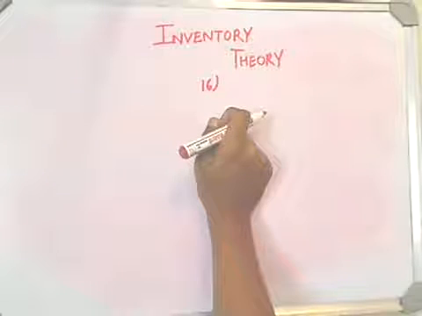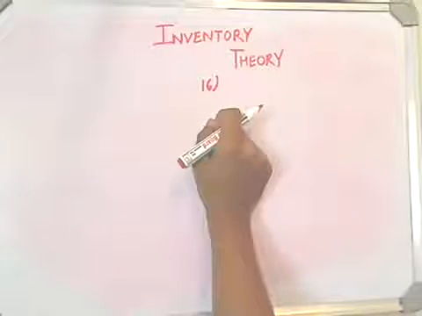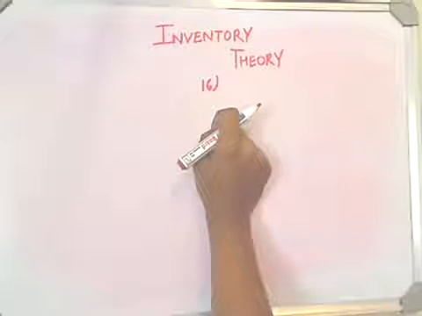A manufacturer requires certain raw material at the uniform rate of 16 tons per year. Ordering cost is rupees 200 per order. Carrying cost is rupees 40 per ton per year. If shortages are not allowed, what is the most economical inventory policy? If shortages are allowed, the shortage cost being rupees 100 per ton per year, what is the most economical inventory policy?